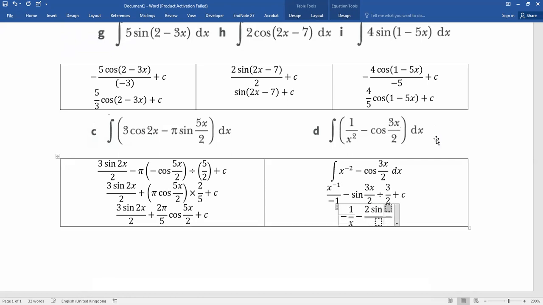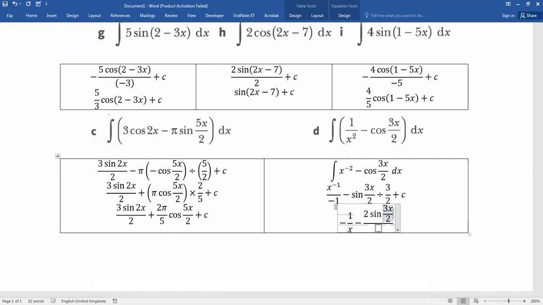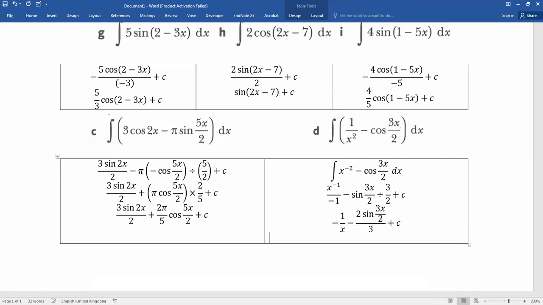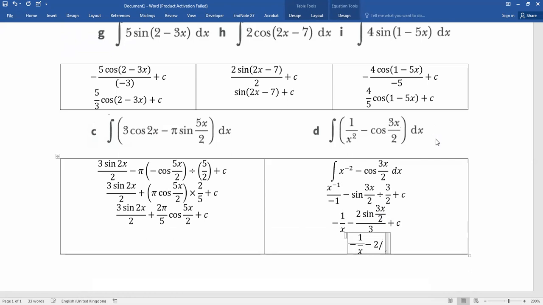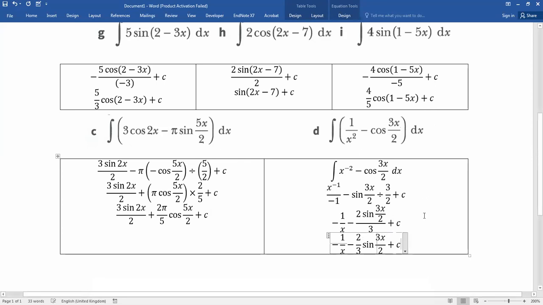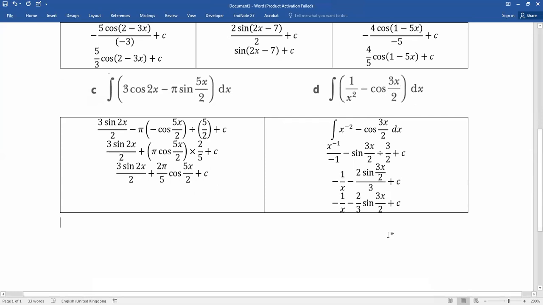2 sine of 3x upon 2 upon 3 plus c. You could have also written the entire thing as 2 over 3. There was no difference between the two, so I'm just explaining it to you again, rewriting it in just a different manner. Both are absolutely right. You can use any one, but be very clear about the operations that you are conducting. Is this clear? Yes, sir. Okay, now let's do a practical example.